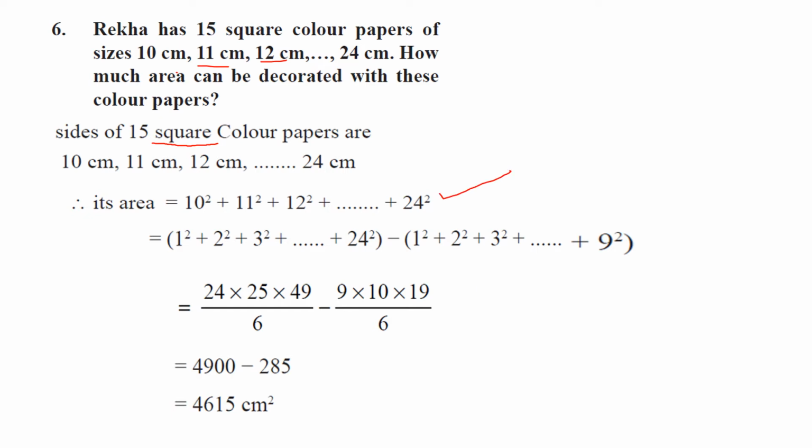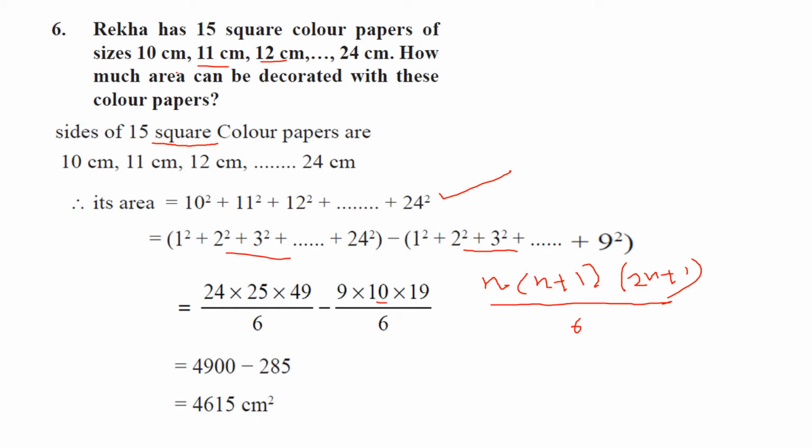So first, 1 squared plus 2 squared plus 3 squared up to 24 squared, minus 1 squared plus 2 squared plus 3 squared plus etc. up to 9 squared. What is the sum of squares of natural numbers? n into n plus 1 into 2n plus 1 by 6. So n is here 24. n plus 1 is 24 plus 1, 25. 2n means 2 into 24, 48. 48 plus 1, 49 by 6. Minus, here n is 9, n plus 1 is 9 plus 1, 10. 2n means 2 into 9, 18, 18 plus 1, 19 by 6.